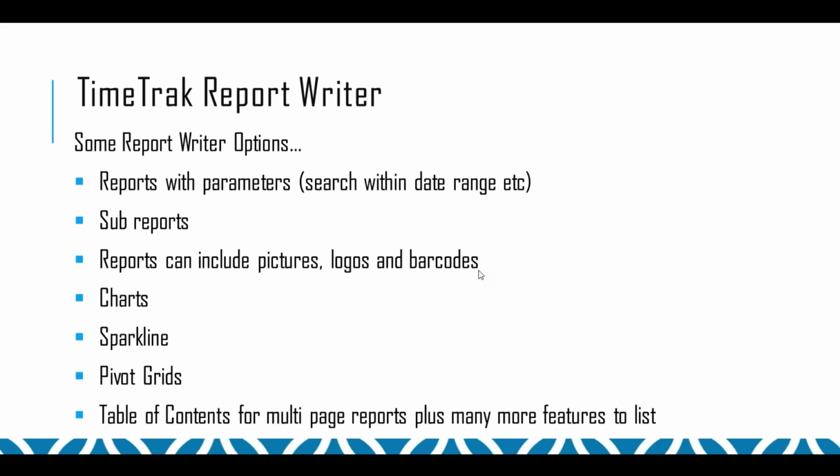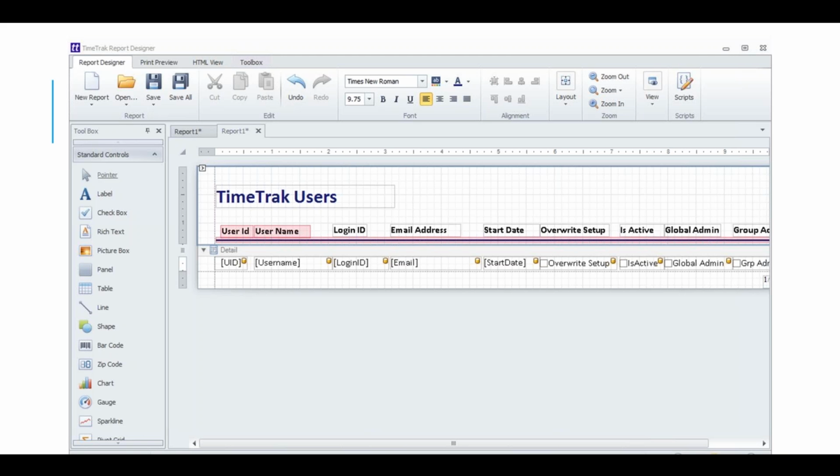Once the reports are created and added to the menu, the reports are viewed from TimeTrak Professional, select the report option on the top right. There are many TimeTrak report writer tools, such as reports with parameters, being able to choose within a date range option, for example, subreports, plus reports can include pictures, logos, barcodes. There is an option for charts and pivot grids, a table of contents for a multi-page report, plus many more features we haven't listed today.